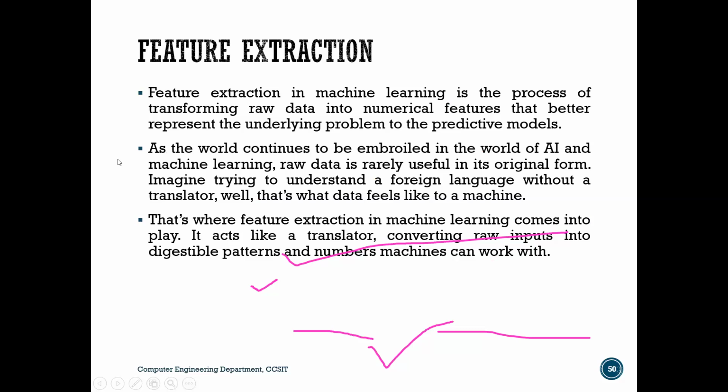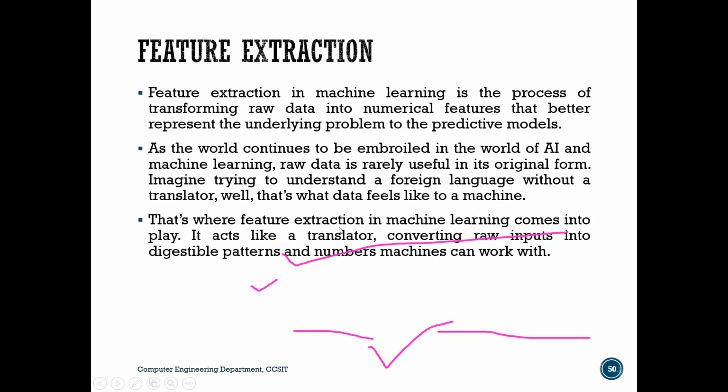Feature extraction. Feature extraction in machine learning is the process of transforming raw data into numeric features that better represent the underlying problem to the predictive model. So we need to extract the best features. What is the meaning of this? Raw data is really useful in its original form, but it is like trying to understand a foreign language without a translator. That's what data feels like to a machine.